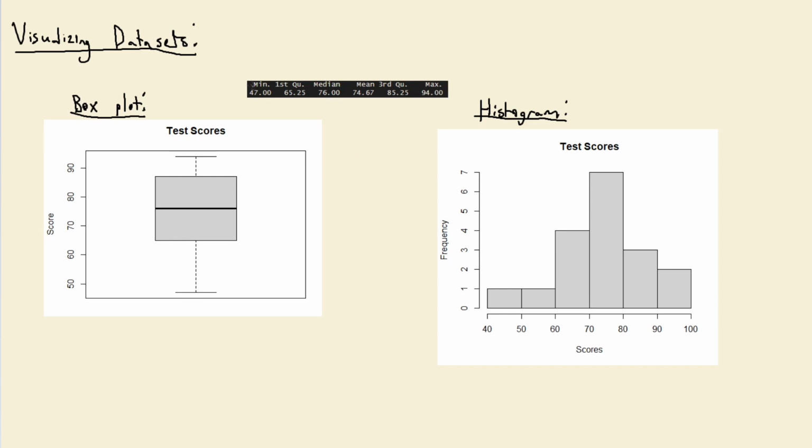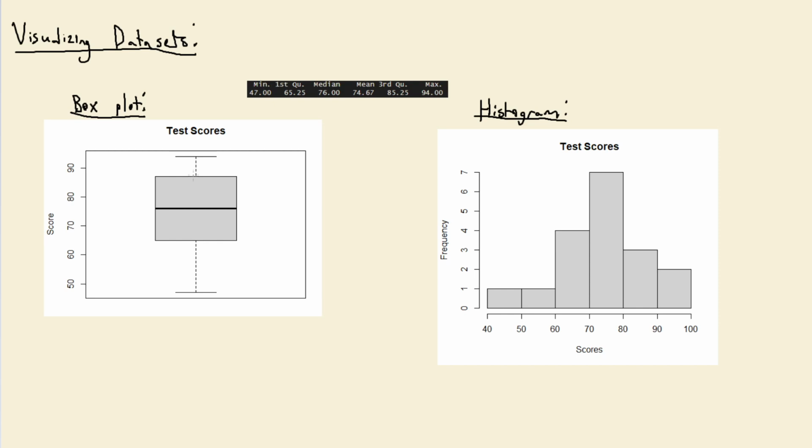So here are the statistics that were given to me from R that tell us the minimum of the data set, the maximum, the first quartile, the third quartile, the median, and the numerical average, or the mean. All of this information, with the exception of the mean, is represented in both of these graphs, although it's a little bit more obvious in this graph.